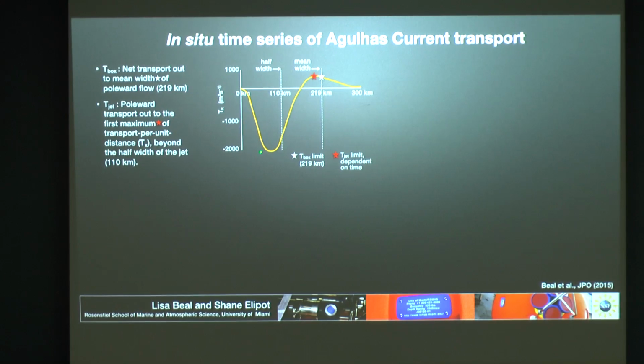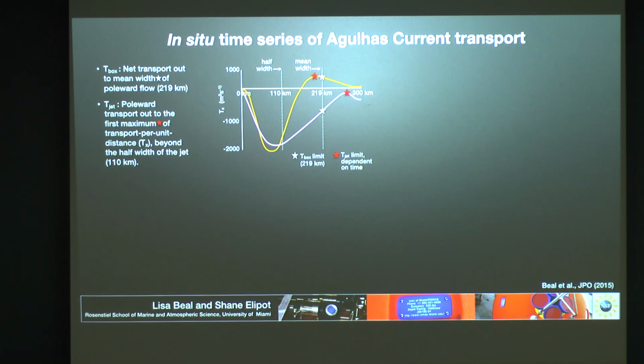So if you have a situation where the Agulhas Current, where the transport per unit distance looks like this, where it's narrowed on average, so here's the half width of the jet, 110 kilometers. Here's the mean width, 220 kilometers. T-box is always going to be the integral out to 220. In this case, the maximum of Tx beyond the half width is here. And so we would integrate out to there for the jet transport.